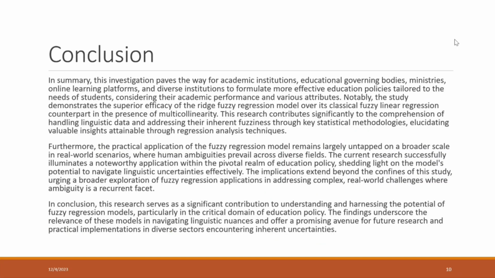In a nutshell, this investigation opens doors for schools, educational bodies, and online learning platforms to create better education policies tailored to students' needs. The study highlights the effectiveness of the ridge fuzzy regression model, especially in dealing with complex data situations. It's a game changer, showing how we can handle language-based data fuzziness using solid statistical methods. The research not only benefits the education sector but also hints at the untapped potential of fuzzy regression models in solving real-world problems where ambiguity is the name of the game. In sum, it's a significant step forward in understanding and applying these models, especially in the crucial area of education policy, with implications reaching far beyond the study itself.